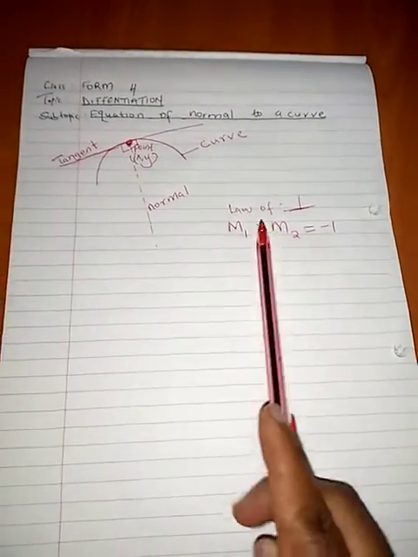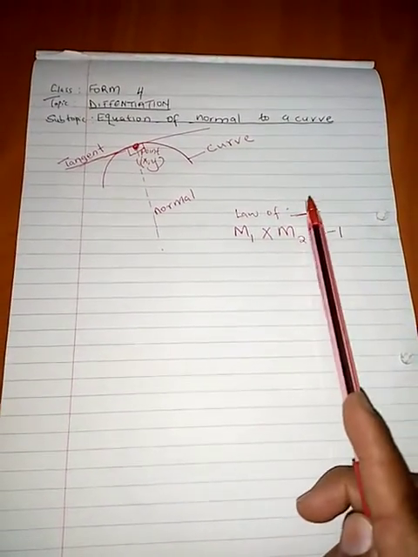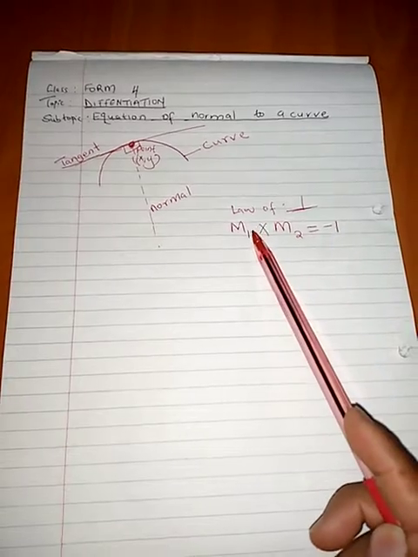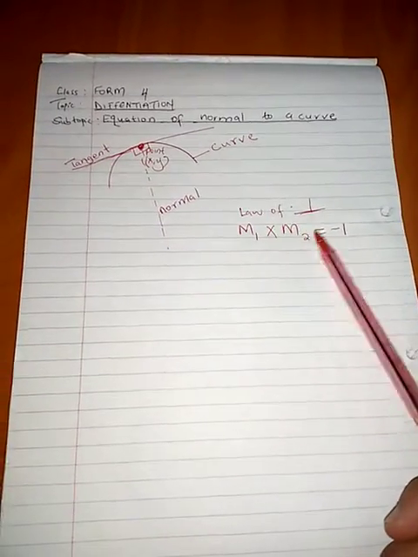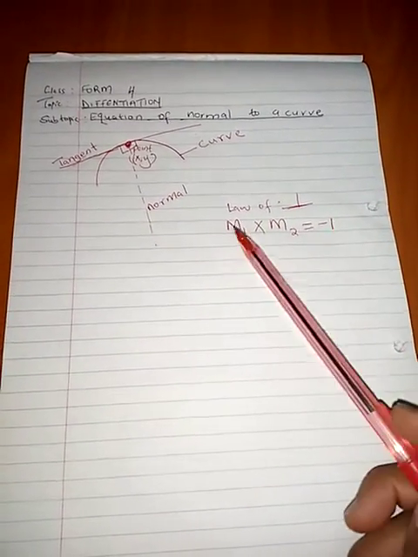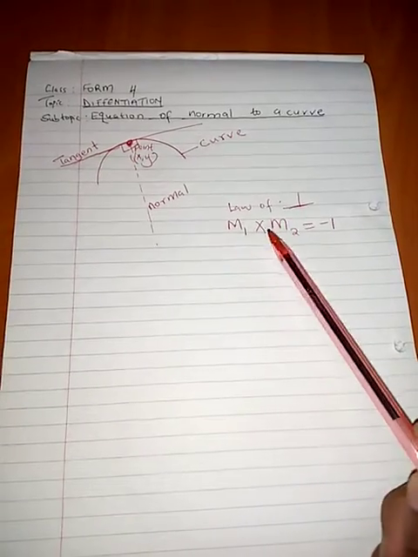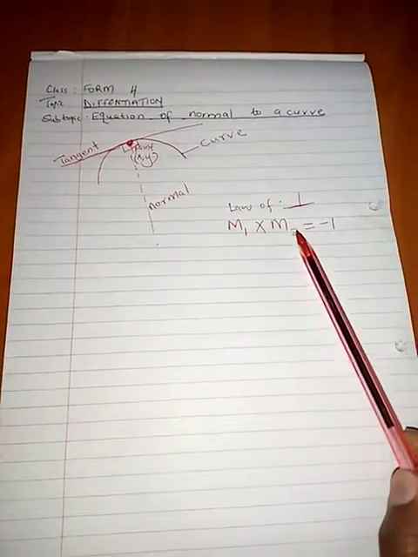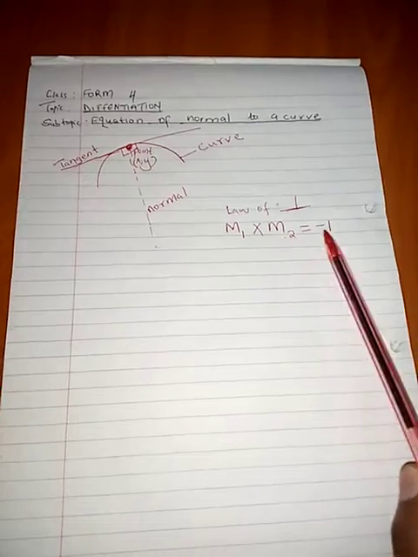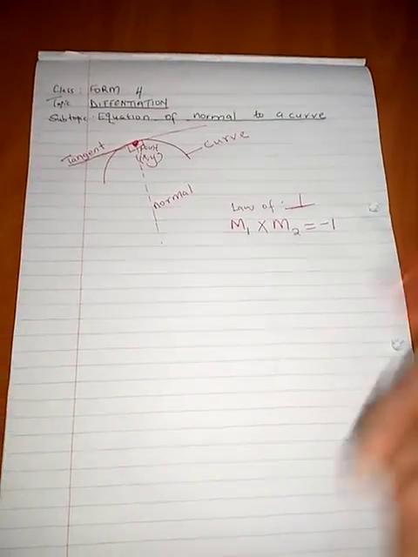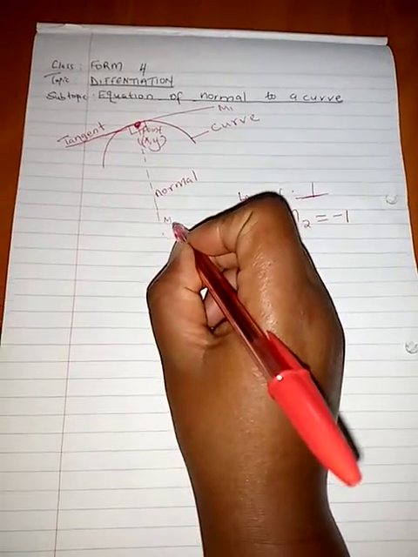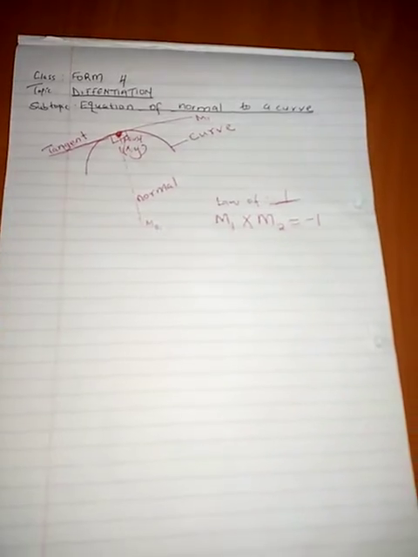So we apply the law of perpendicular, whereby m1 times m2 is equal to -1, where m1 is gradient 1 times m2, gradient 2, is equal to -1. So if this one is gradient 1 and here gradient 2, which is represented by m, if you multiply, it must give you -1.